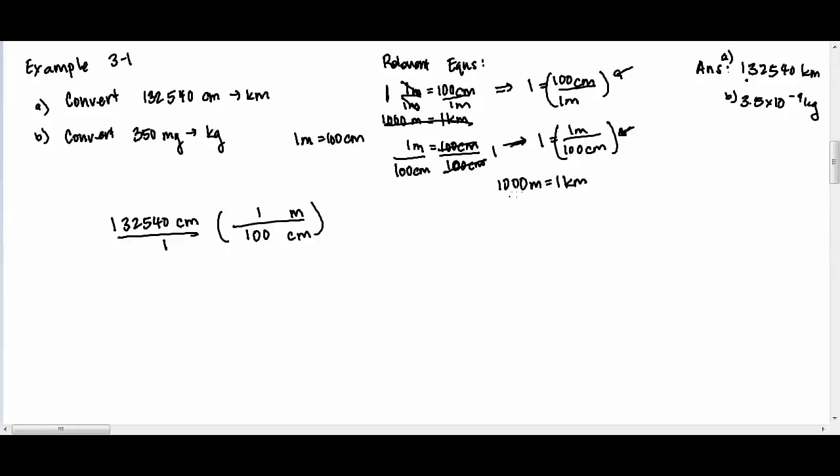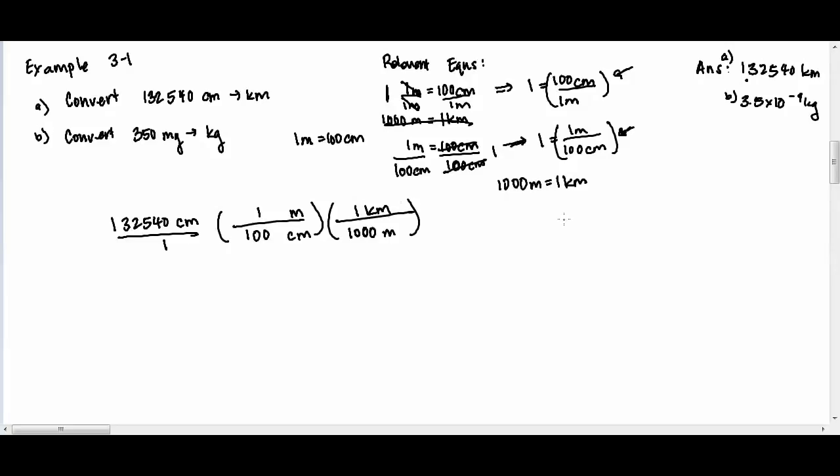But I need to make a fraction, and there's two options for a fraction. I can have the kilometers on the bottom or the meters on the bottom. And the question is, which one do I want? Well, over here I have meters on top, so I want meters on the bottom in my second fraction. So I have 1,000 meters, and that means 1 kilometer is on top.